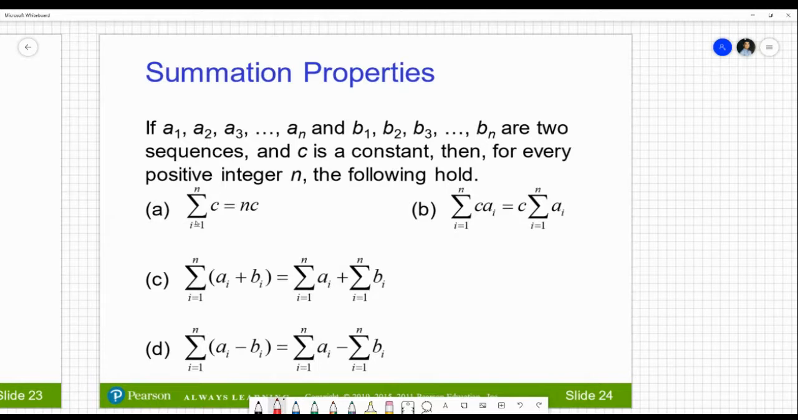Now again, this is very important. You have to start at 1 for this to work. If this does not start at 1, you cannot use this property. Okay, so let's think about it. Let's look at an example.